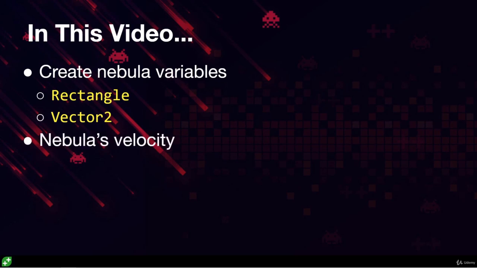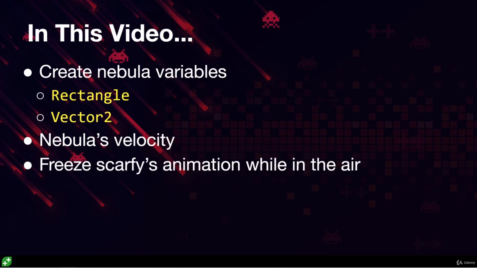We're going to also create a velocity for the nebula so we know how fast to move the nebula on the screen. You're then going to be challenged with freezing Scarfy's animation while Scarfy is in the air so that the running animation is only played while Scarfy's on the ground. Let's go ahead and get started.